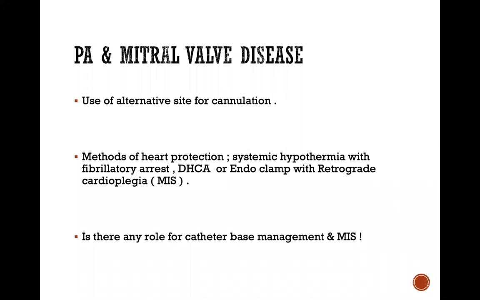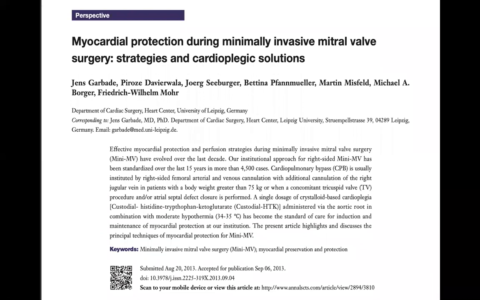So if we have mitral valve disease with porcelain aorta or unclampable aorta, you can use an alternative site for cannulation, as we mentioned before. Methods for heart protection: either systemic hypothermia with fibrillatory arrest, deep hypothermic circulatory arrest, or endoclamp with retrograde cardioplegia, right thoracotomy. You can do MIS and do all that together. But if there is any role for catheter-based management and MIS, yes, of course. This paper: myocardial protection during minimally invasive mitral valve surgery, strategies and cardioplegic solutions.